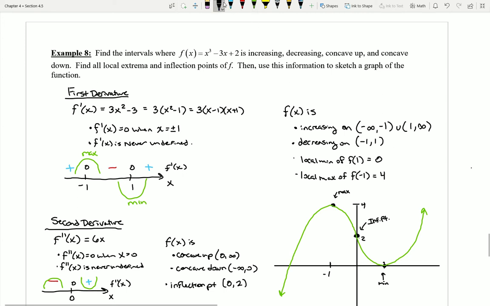Now in the last video, we took a look at example number 8. And in this example, we took a whole bunch of information off of a first derivative and second derivative for a function, and we were able to sketch a very accurate picture of a graph.